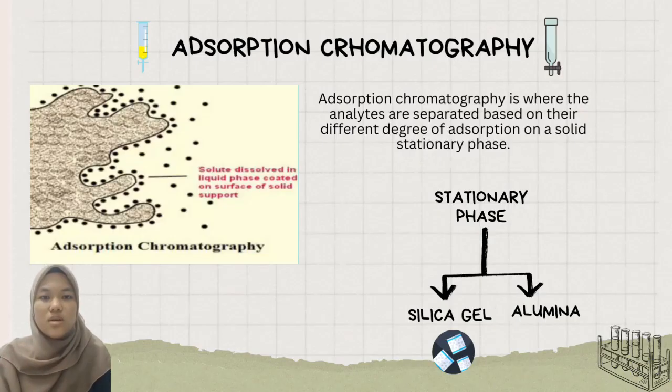Adsorption chromatography. To detect pesticide in a food sample, we can use adsorption chromatography, where the analytes are separated based on their different degrees of adsorption on a solid stationary phase. In adsorption chromatography, a solid stationary phase with adsorbent properties is used to separate the components of a mixture based on their interaction with the stationary phase. The adsorbent material can be silica gel, alumina, or other similar material.